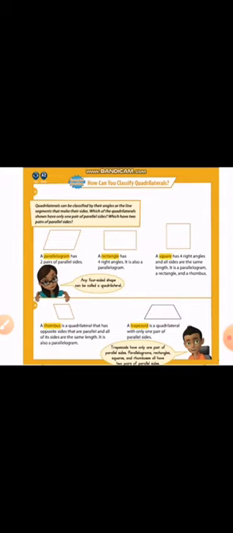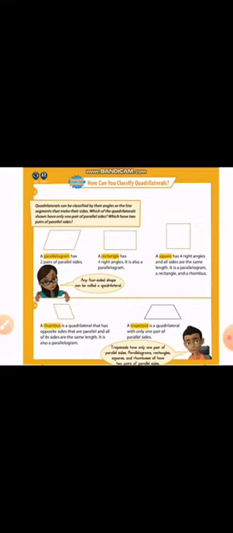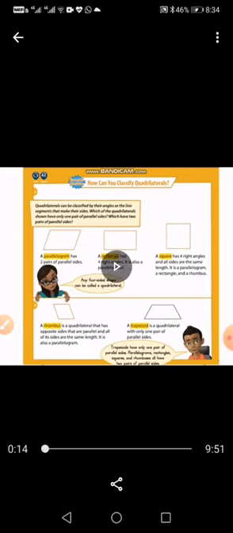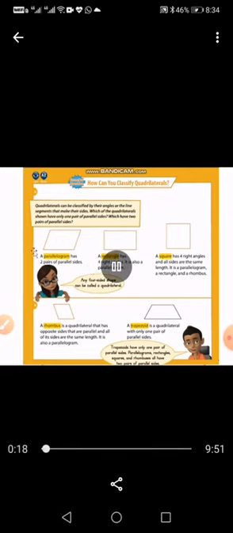A rhombus is a quadrilateral that has opposite sides that are parallel, and all of its sides are the same length. The last one here is a trapezoid. The trapezoid is a quadrilateral with only 1 pair of parallel sides. Okay.